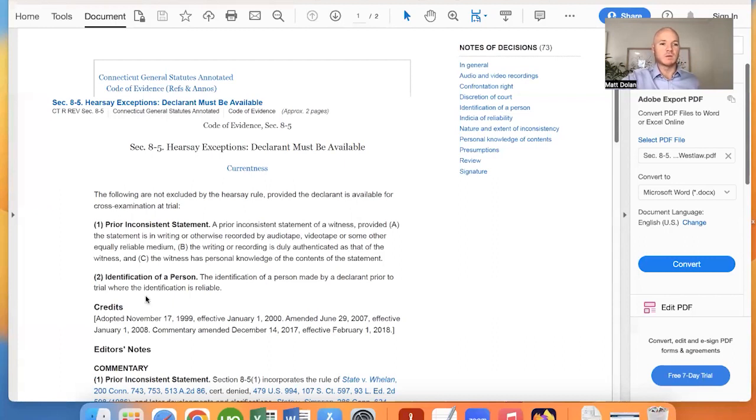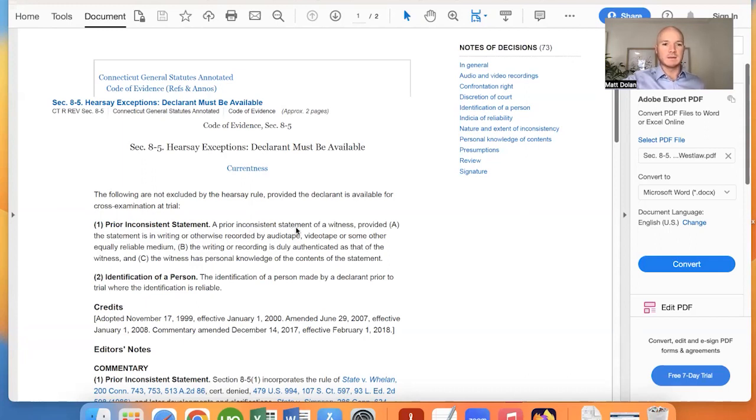So there's really two exceptions. I'm not even going to talk about the identification of a person. That doesn't really apply to family law. It's more applicable to criminal law. So the main part that applies is a prior inconsistent statement.